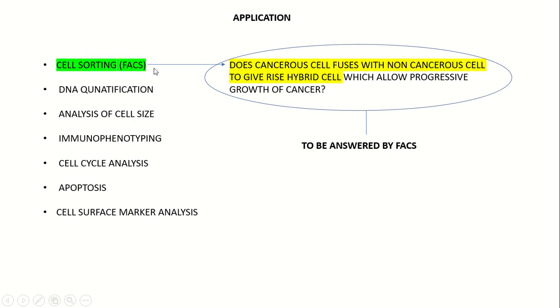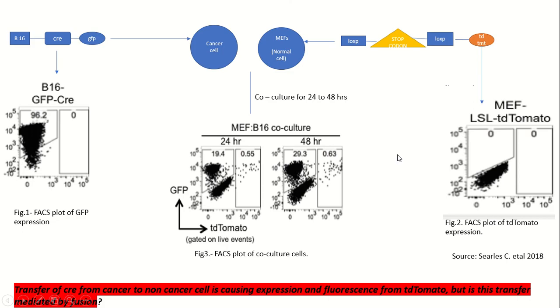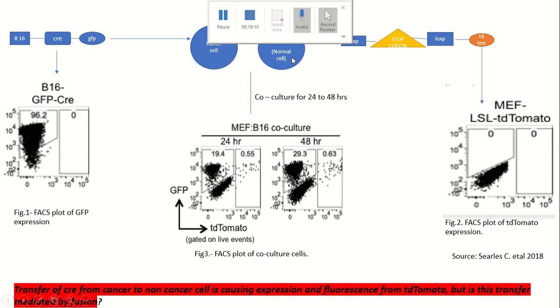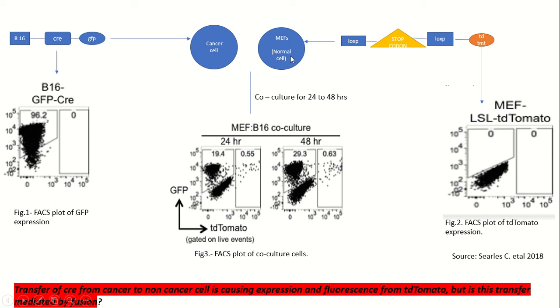That is actually an application of flow cytometry. So let's see how they have done that. So this is the crux of the paper. The question they wanted to answer was, can a cancer cell undergo fusion with a normal cell? In order to answer this question, they used a Cre-LoxP system analysis.